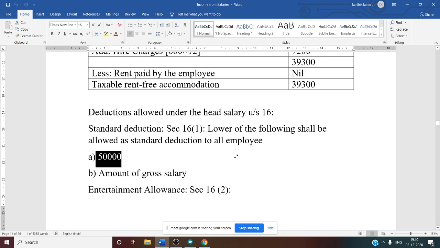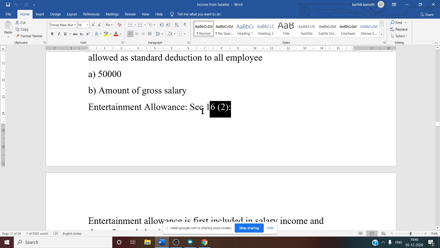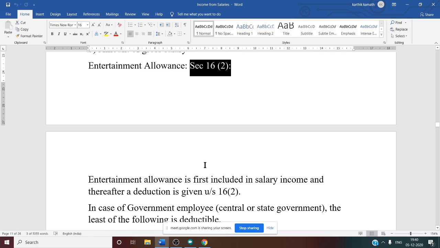Now the second thing is entertainment allowance, section 16 clause 2. First we have to understand what we mean by entertainment allowance.